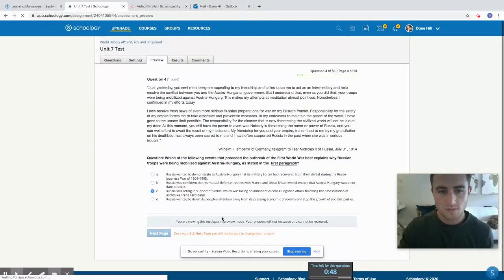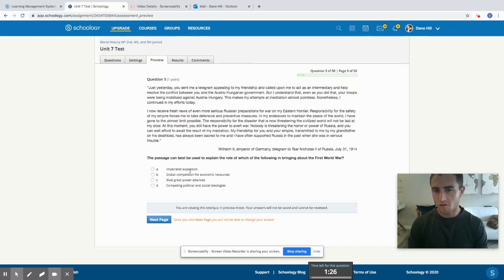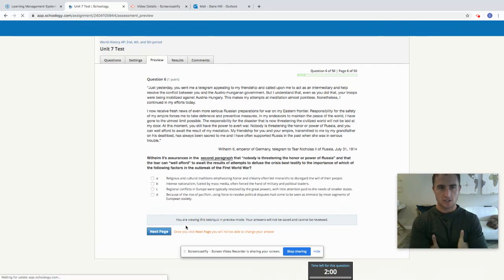Boom. Okay. Question 5. Same stimulus. The passage can best be used to explain the role of which of the following in bringing about the First World War. Okay, so looking at that passage, what is that going to best explain for why World War I occurred? That's what the question's asking us. Is it showing imperialism? No, it's showing Russia backing up Serbia, right? So what would that best example? C, rival great power alliances, right there. Boom. So C's our correct answer. Let's go to the next page. We are crushing this right now.